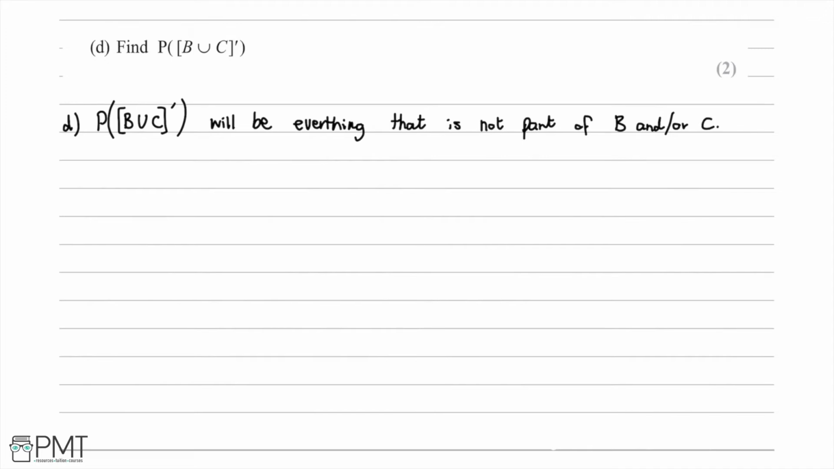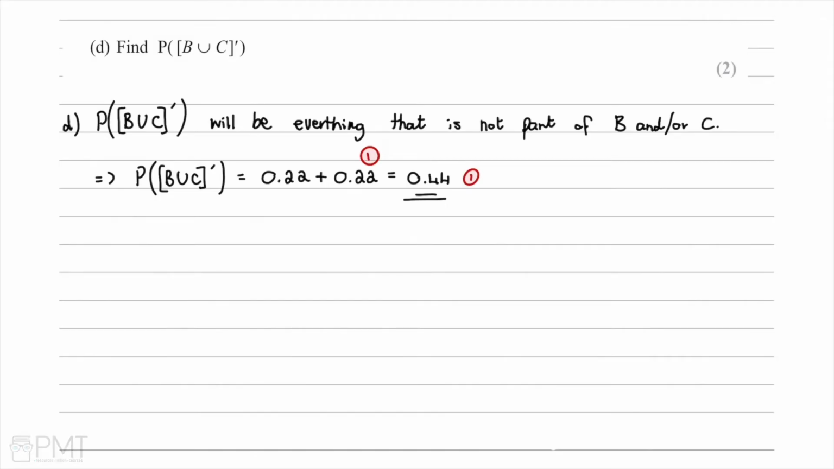So therefore, from our diagram above, we have that the probability of the union of B and C complement is going to equal 0.22 plus 0.22, which is equal to 0.44. And we have completed the question. There were 2 marks available. So we received 1 mark for having the correct method, so knowing to add 0.22 and 0.22 from our diagram above, and then we get our 2nd mark for having the correct answer, which was 0.44.